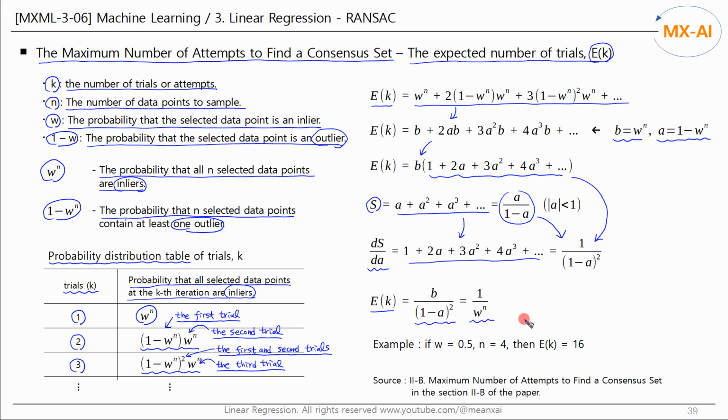Let me give you an example. If w is 0.5 and n is 4, the expected value of k is 16. The source of this content is section 2.b of the paper.